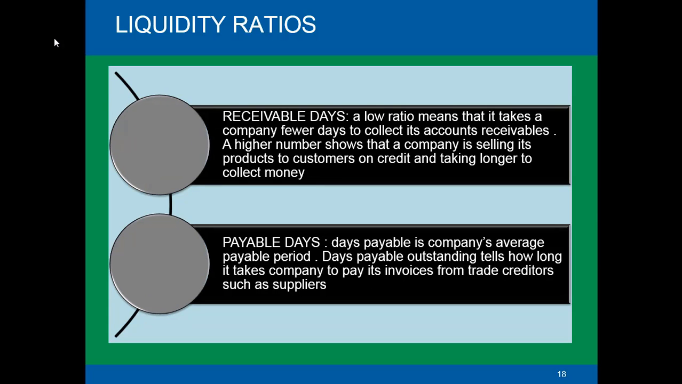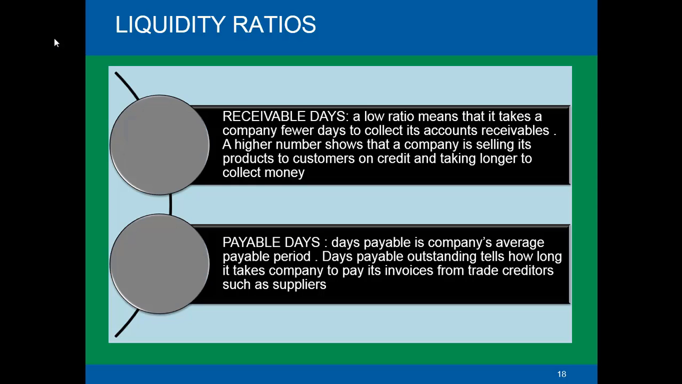While measuring liquidity, we also calculate the receivable days and the payable days. Receivable days show how much time it takes you to collect your money from your customers. A low ratio means that it takes a company fewer days to collect its accounts receivable, and a higher number shows that the company is selling its products to customers on credit and taking a longer time to collect the money. This may hamper the liquidity position of the company and its ability to pay its short-term liabilities.